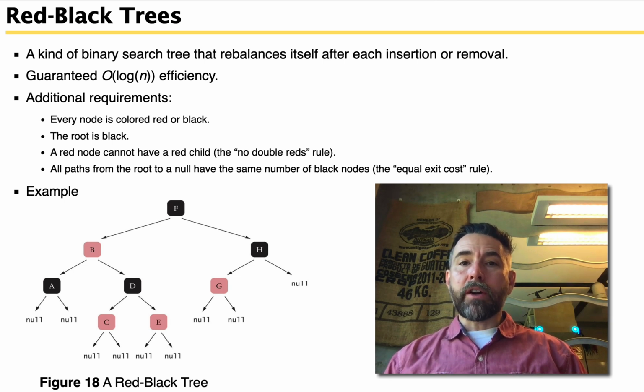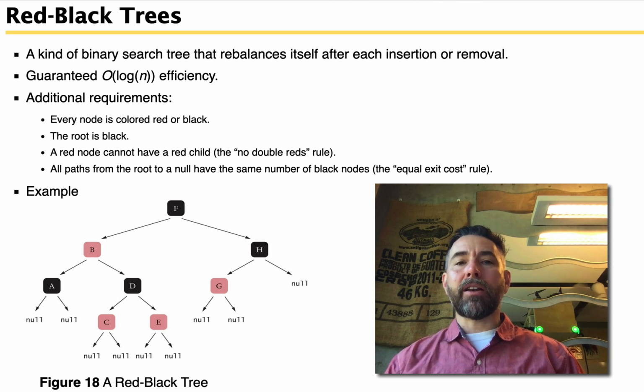The rules of our tree are that the root is always going to be colored black. Another rule in our tree is that no red node can have a red node as a child. That's called the no double reds rule. No parent can have a red child. And the last rule that we're going to implement in our tree is that all paths from the root to a leaf have to pass through the same number of black nodes as every other path on the tree.